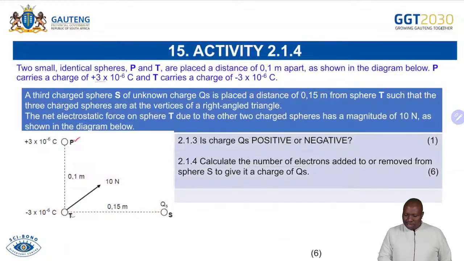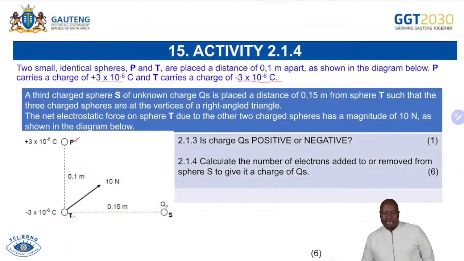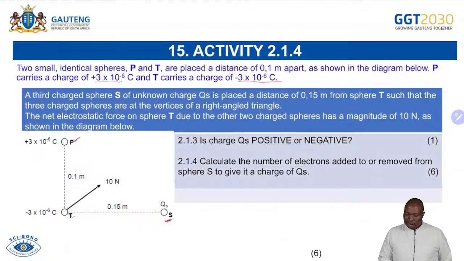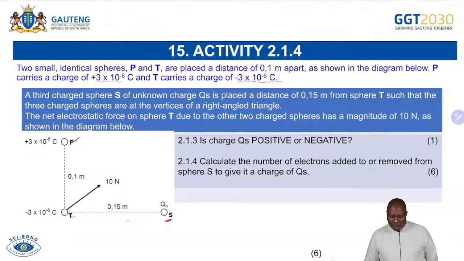P carries a positive 3 times 10 to the power minus 6 coulombs. T carries minus 3 times 10 to the power minus 6 coulombs. A third charged sphere S, of unknown charge, so we don't know whether the charge is positive or negative, is placed at a distance of 0.1 meters from the sphere T, such that the 3 charged spheres are at vertices of a right angle triangle.